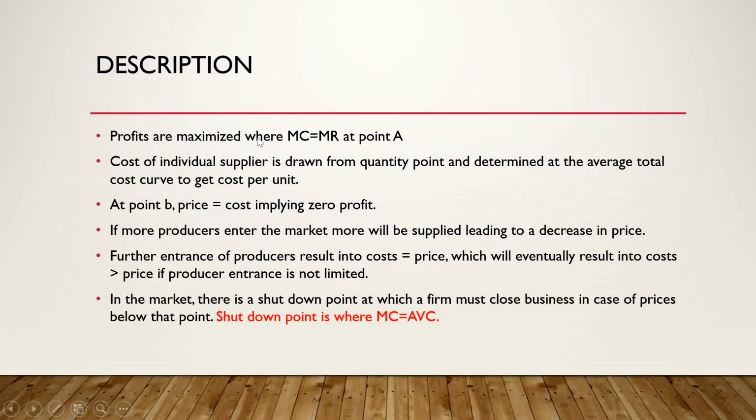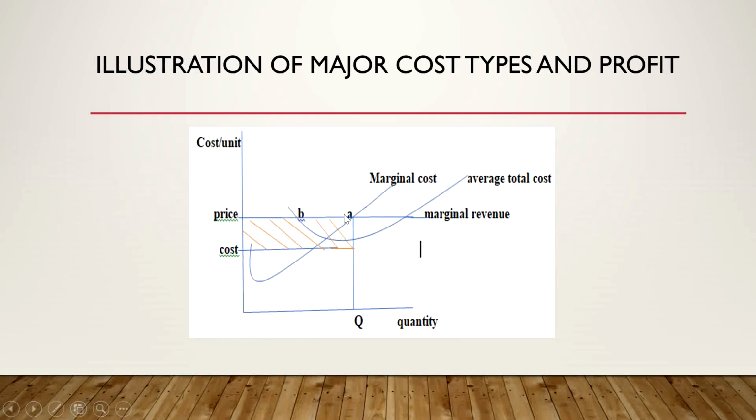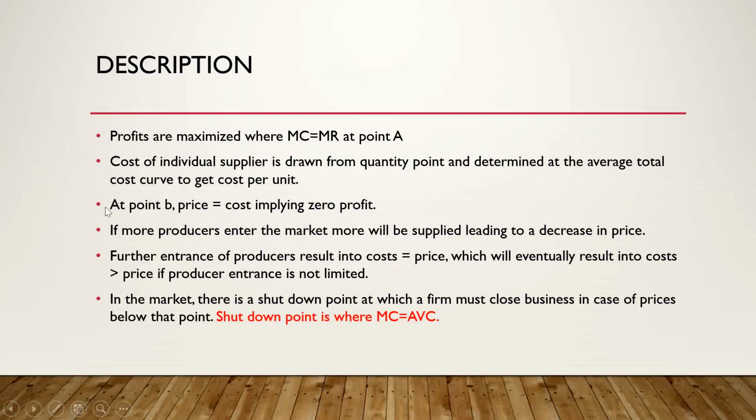We're saying profits are maximized when marginal costs are equivalent to marginal revenue at point A. Follow me back. At point A, marginal costs are equivalent to marginal revenue, and at this point we can realize the profits. That's what we are saying. And we are saying also that individual supply is drawn from the quantity point and determined at the average total cost curve, to get the cost per unit. So at point B, prices are equal to cost, implying that zero profits are made. And that's, I think, true.